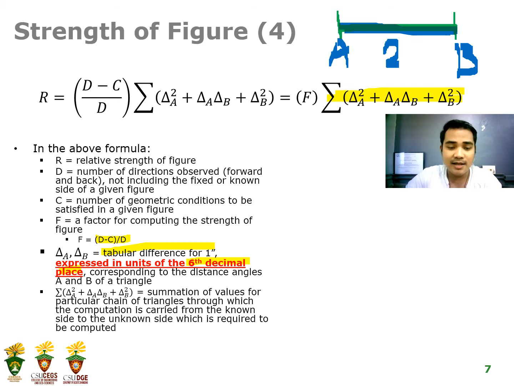Naman tayo i-discuss last time katong si distance angle A and distance angle B. Ang change, tabular difference of 1 second sa distance angle A is kaning gitawag nato nga change in A. And ang tabular difference of 1 second for distance angle B of that triangle is also the change in B. Where the summation of change in A squared plus the product of change in A times change in B plus change in B squared is the summation of values for a particular chain of triangle through which the computation is carried from the known side to the unknown side, which is required and to be computed.